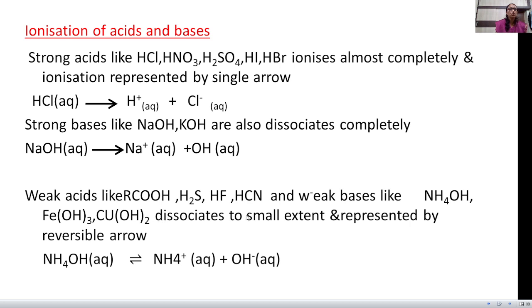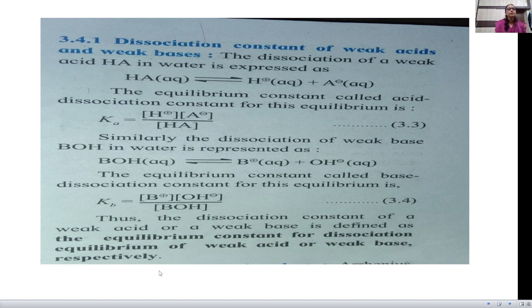These dissociate to a small extent, and this dissociation is represented by a reversible arrow. NH4OH in aqueous solution dissociates as NH4+ and OH- ions. Thus, these are the weak bases. Then the next concept is the dissociation constant of weak acids and weak bases.